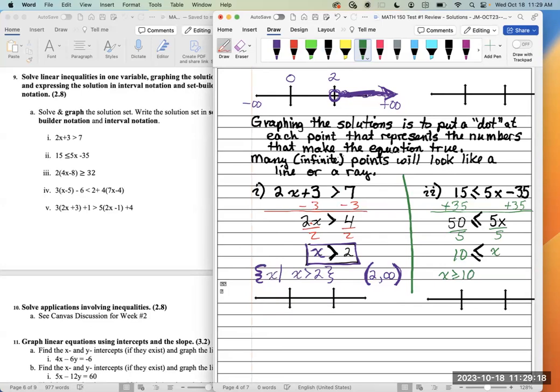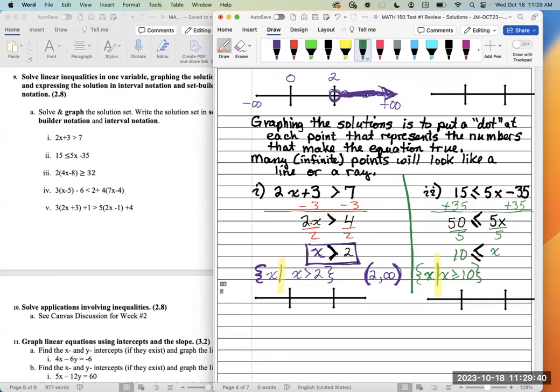So to put this in set builder, I have the squigglies. I have squiggly, tell the reader which variable you're using, which is x, such that, and this vertical line here means such that x is greater than or equal to 10. That is your set builder notation.